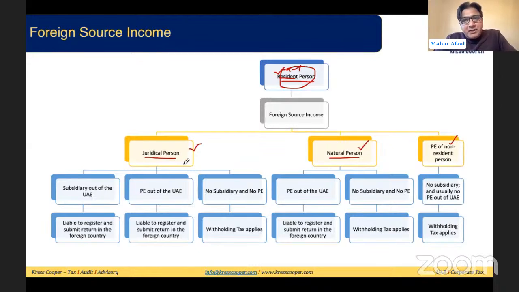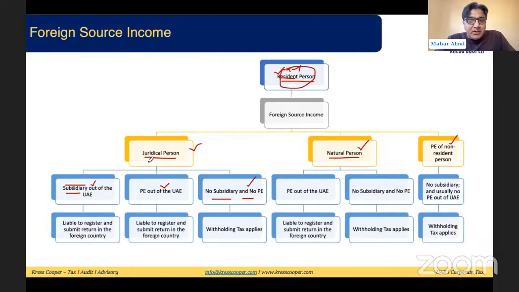Now, the resident juridical person is the company which is established in the UAE. Three possibilities are there. The company is incorporated in the UAE, or the company is being controlled and managed from the UAE. If the company is incorporated in the UAE, there is a possibility this company has a subsidiary out of the UAE. There is a possibility this company has a PE out of the UAE. There is a possibility there is no subsidiary, no PE, but they are generating income that is subject to withholding tax provisions. So the juridical persons who are resident juridical persons can have a subsidiary, or possibly a full-fledged company out of the UAE that is being controlled and managed from here.